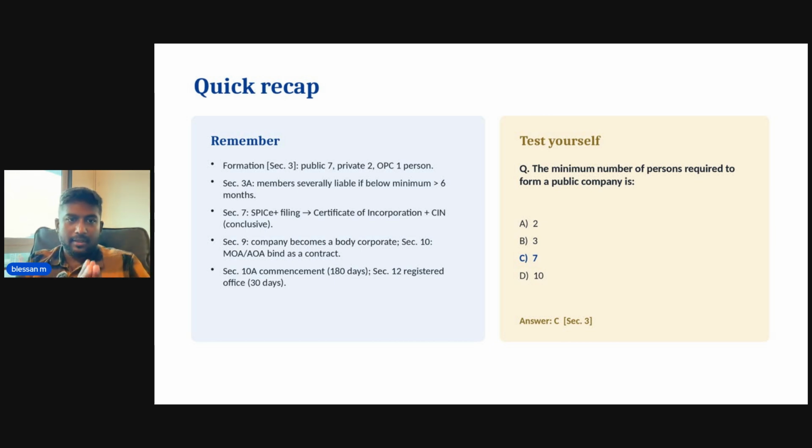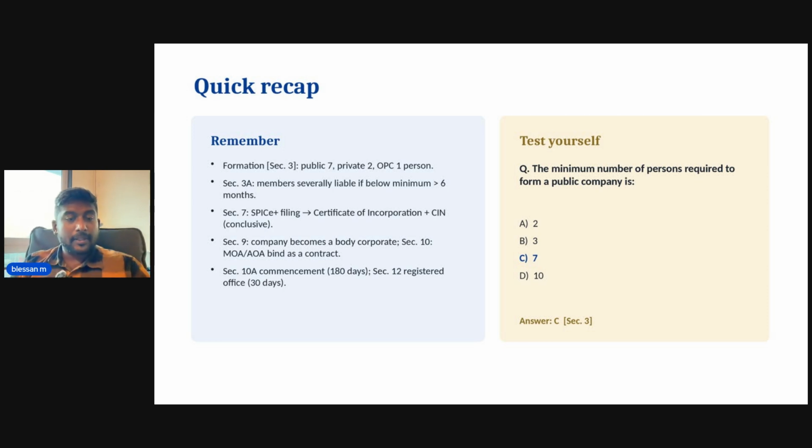For formation, a public company needs a minimum of 7 members. For a private company, a minimum of 2 members are needed. And for a one person company, one person is enough with a nominee. And members are severally liable if the number falls below the minimum. If the members are below the minimum and they continue to operate with knowledge beyond 6 months, then each member is severally liable for the debts.